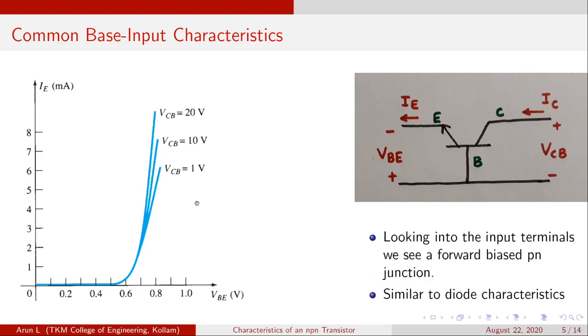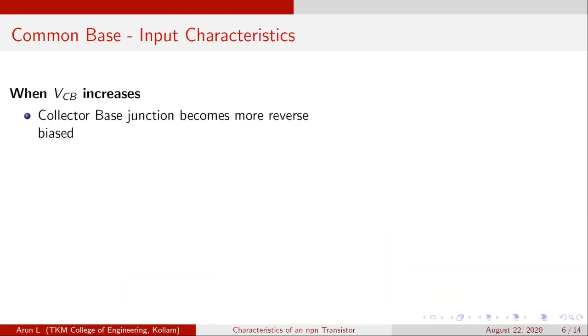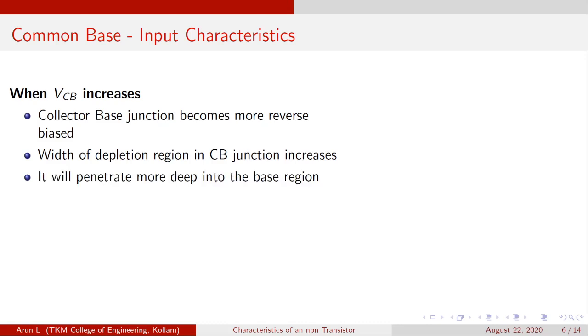Now there is one more observation. You can see that there is an upward shift in the characteristics when we increase the VCB level. So we can discuss why it happens. When the VCB value increases, the collector base junction becomes more reverse biased. So what is the consequence? When the collector base junction becomes more reverse biased, the width of the depletion region will increase, and this depletion region will penetrate more deep into the base region. Why? This point I will explain in the next slide.